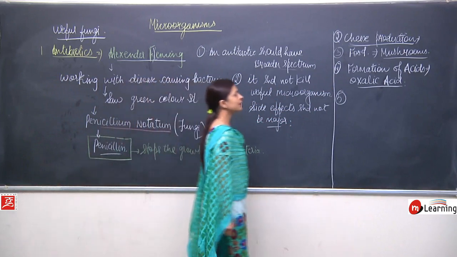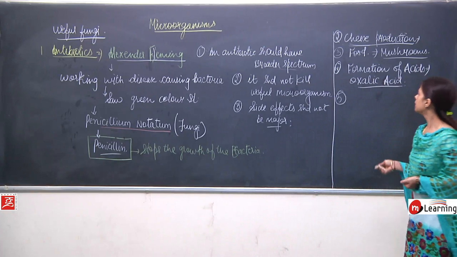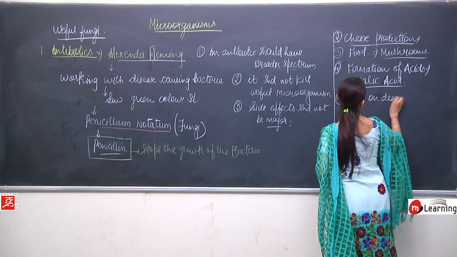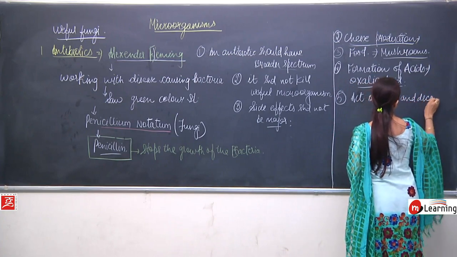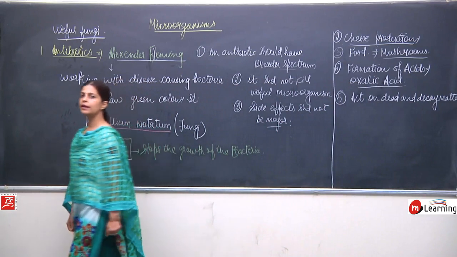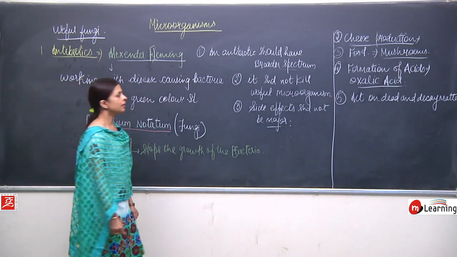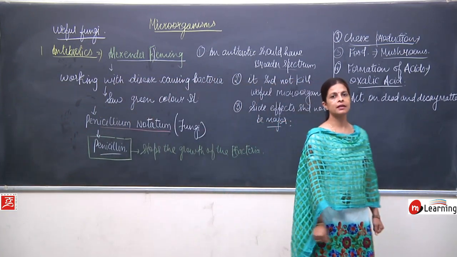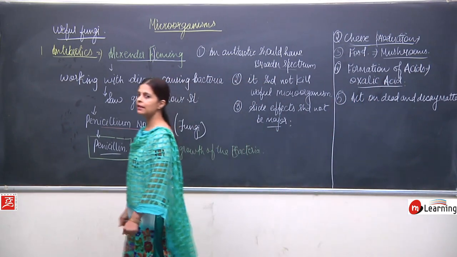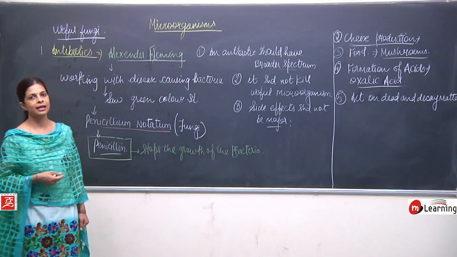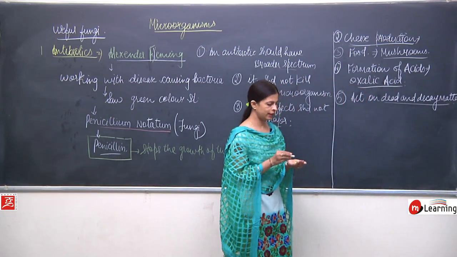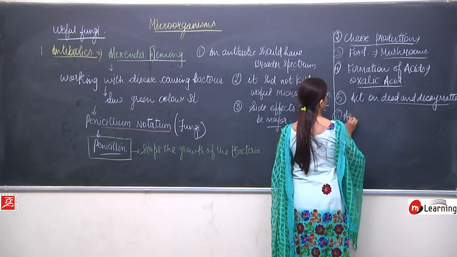Now the next point which I would like to take is that fungi act on dead and decay matter. We all know even the bacteria act upon dead and decay matter and convert them into simpler substances, and thus the recycling of the elements becomes possible. In the same way, fungi can also be seen on the dead plants and animals and help the elements to be recycled. When I say that they act on dead and decay matter, how can we forget about agriculture? The next point which I would like to take is agriculture.